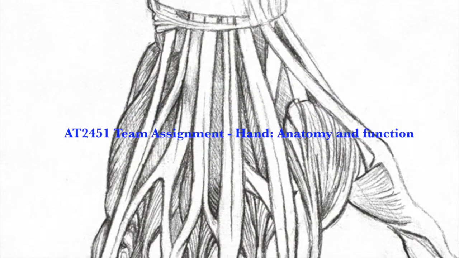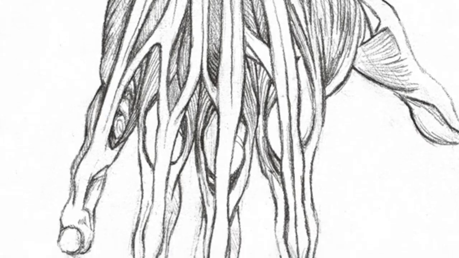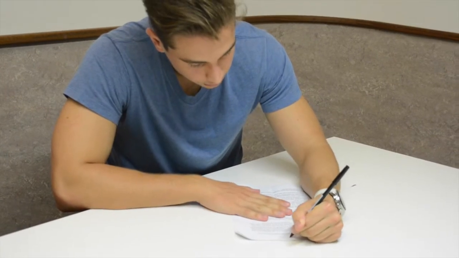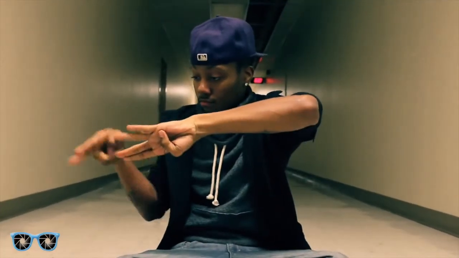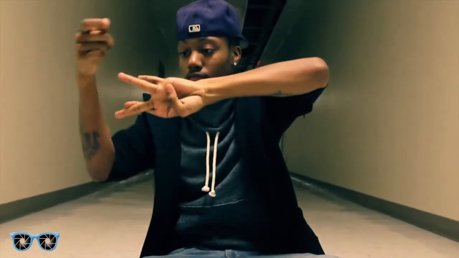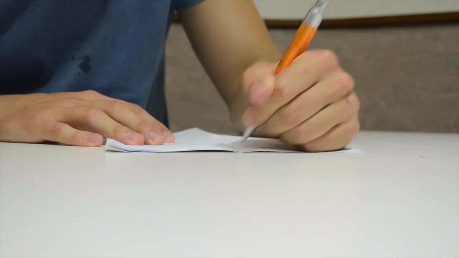The hand is a complex structure of bones, ligaments, and muscles that allows us to perform a variety of tasks, anywhere from simple functional movements such as writing to fine, intricate movements such as finger touching. So let's get to it.